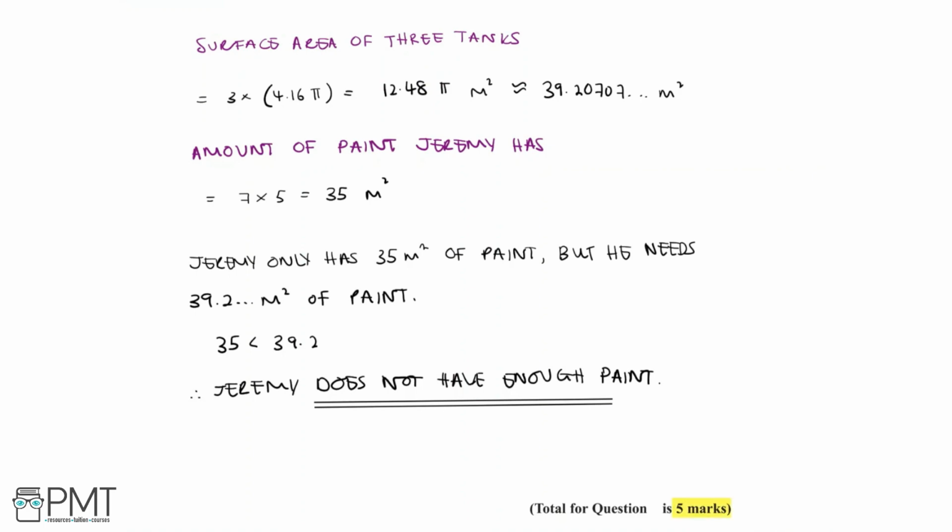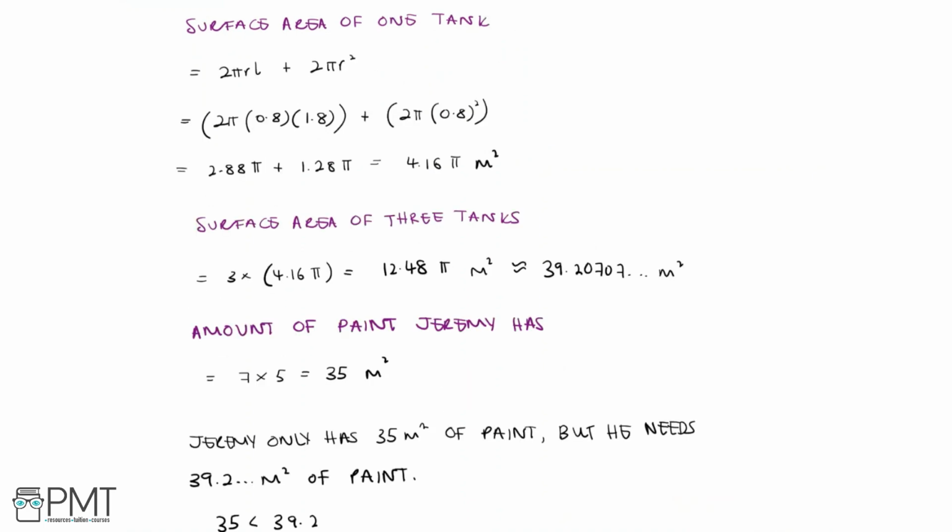Now this question is worth 5 marks. We get the first 2 marks for finding the surface area of one tank. We get a mark for finding 2 pi rl, and a mark for finding 2 pi r squared. We get the third mark for finding the surface area of 3 tanks, which told us that we need at least 39.2 meters squared worth of paint.